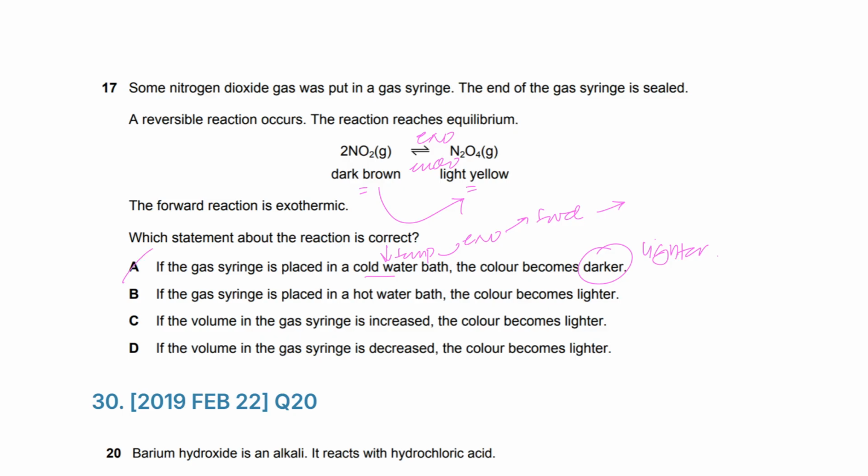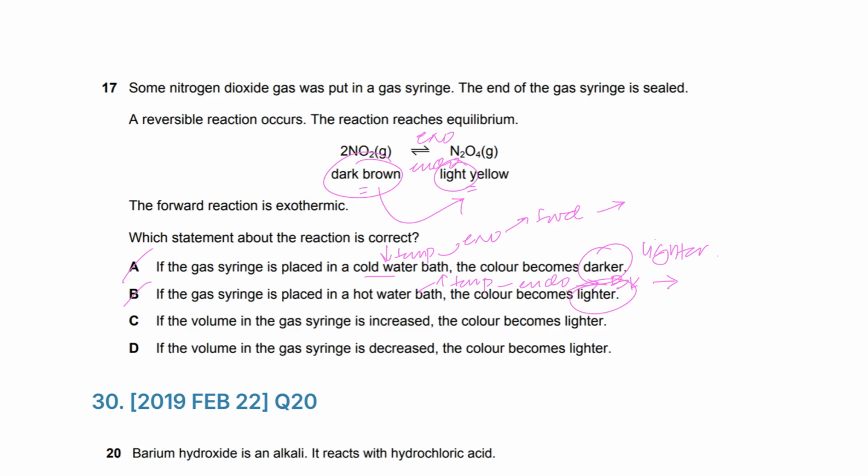If the gas syringe is placed in a hot water bath, increase in temperature favors endo, which is the reverse or backward reaction. So the color would get darker because you're going towards darker brown. If you go forward, you'll become lighter. If you go backward, you'll become darker. So forward, you'll become lighter, not darker. Backward, you'll become darker, not lighter. So B is also wrong.